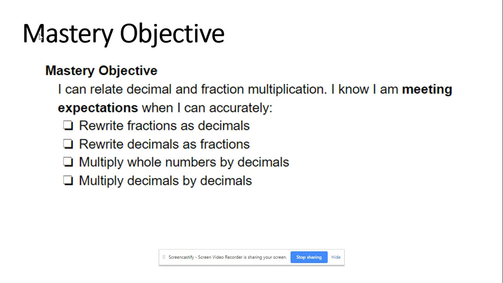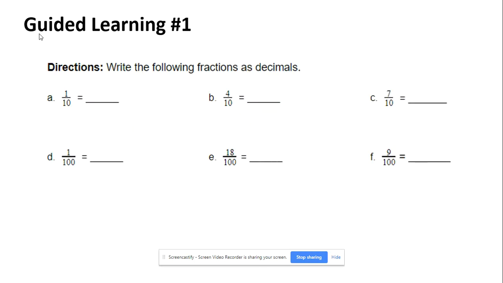Hey everyone, today we're going to be relating decimal and fraction multiplication. I know I'm meeting expectations when I can accurately rewrite fractions as decimals, rewrite decimals as fractions, multiply whole numbers by decimals, and multiply decimals by decimals. So let's start by rewriting fractions as decimals.